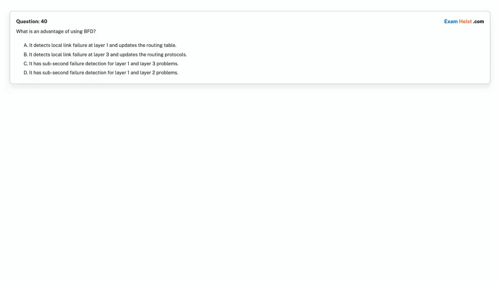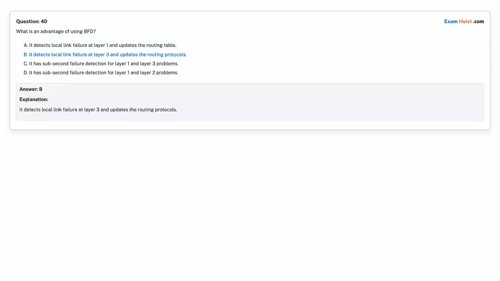Question 40. What is an advantage of using BFD? Option A. It detects local link failure at layer 1 and updates the routing table. Option B. It detects local link failure at layer 3 and updates the routing protocols. Option C. It has sub-second failure detection for layer 1 and layer 3 problems. Option D. It has sub-second failure detection for layer 1 and layer 2 problems. Correct answer is option B. It detects local link failure at layer 3 and updates the routing protocols.